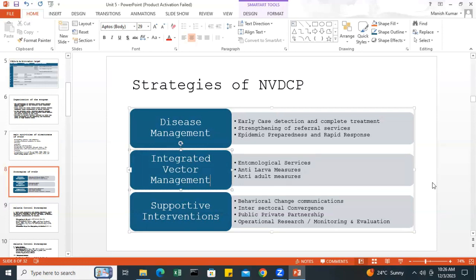There is something called outbreak investigation. If there is an epidemic breakdown, there is a rapid response team at the district level which goes and identifies cases, and takes care of what has to be done in an epidemic situation. The second strategy is integrated vector management. Under that, there is something called entomological services. Can anyone tell what entomology is?